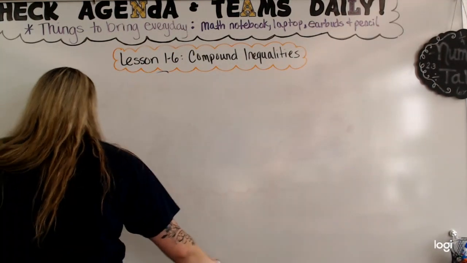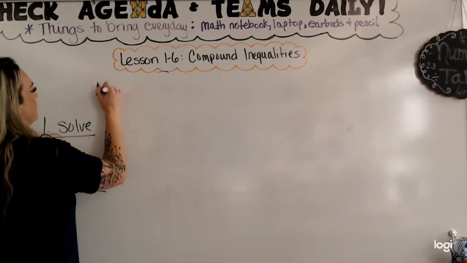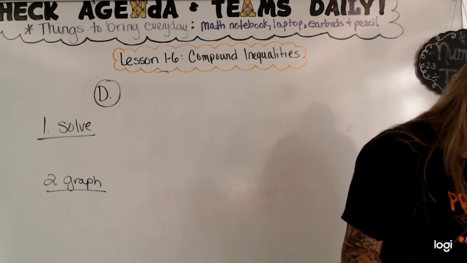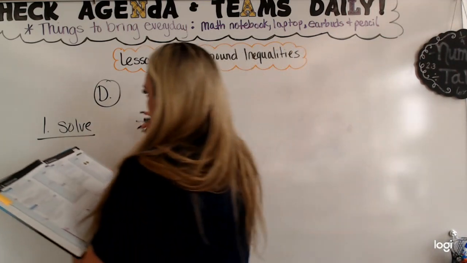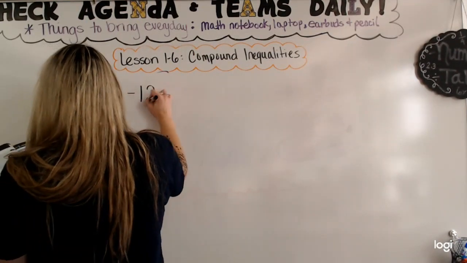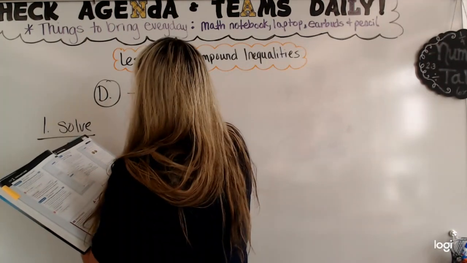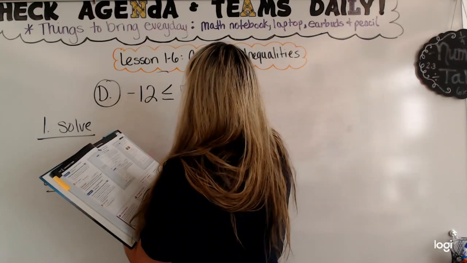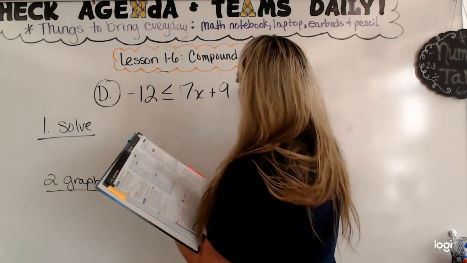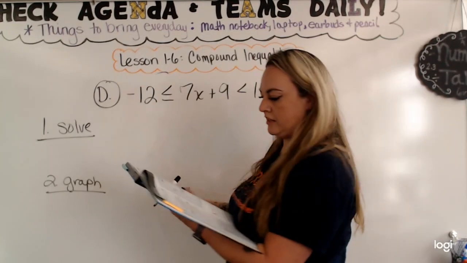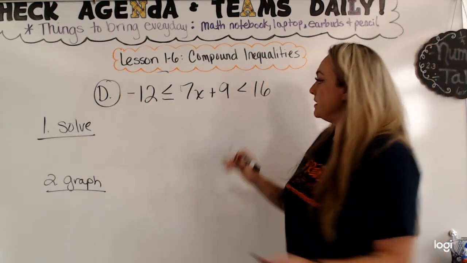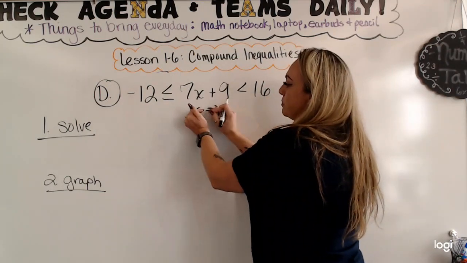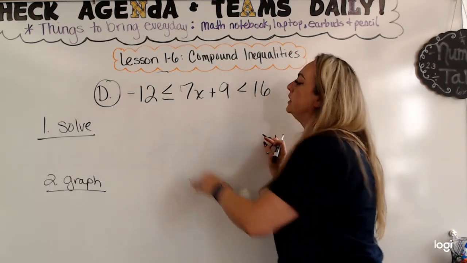Let's do another one. We're going to keep our steps because we're using the same steps now. This is example D. So let me bring this over here. This is negative 12 less than or equal to 7x plus 9, which is less than 16. Now, if you notice, this compound inequality is already in one math sentence. So to solve this, we need to break it up into 2, okay?